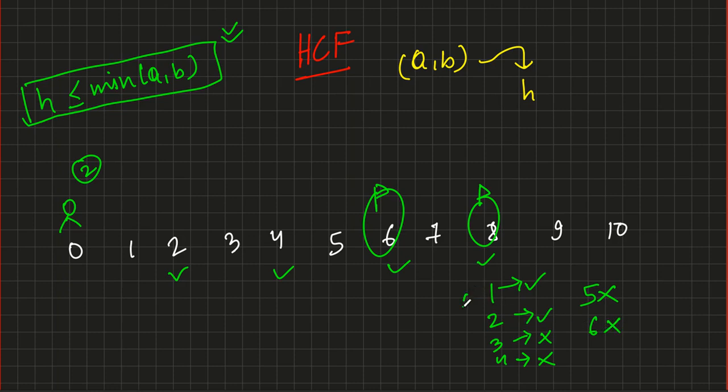So out of these two values 1 and 2, the highest value is 2. So for this example where we have to calculate the HCF of 6 and 8, the HCF is going to be 2.